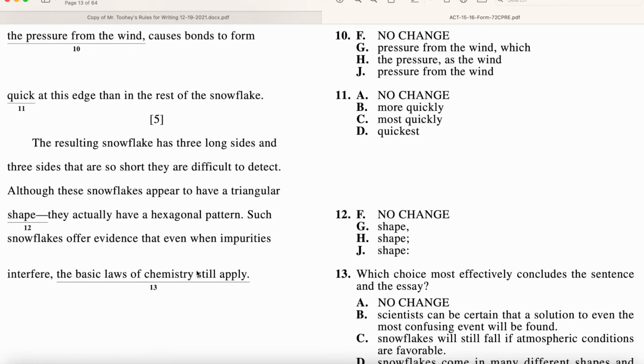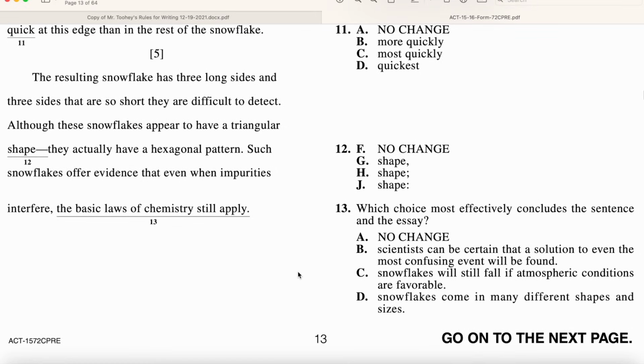Such snowflakes offer evidence that even when impurities interfere, the basic laws of chemistry still apply. Okay, and let's read question number 13. The choice most effectively concludes the sentence and the essay. Now, here's the deal, Abdul. I want to consider the main point of this essay. What is the main idea of this essay? Do you recall? Is it the shape of the snowflakes and how they're made? And what about the shape?